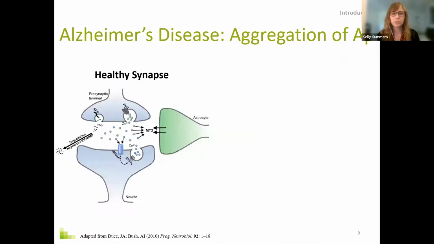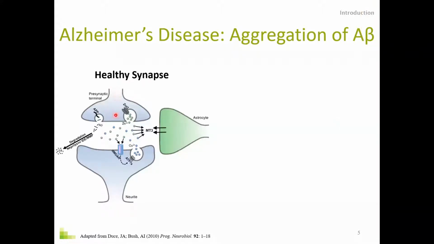So just to show a bit of a schematic in one hypothesis of how the aggregation of A beta might occur. So here in this cartoon, we're looking at a healthy synapse. And I'll just turn on the laser pointer. So this is in the brain. These are the neurites, just to orient everybody.